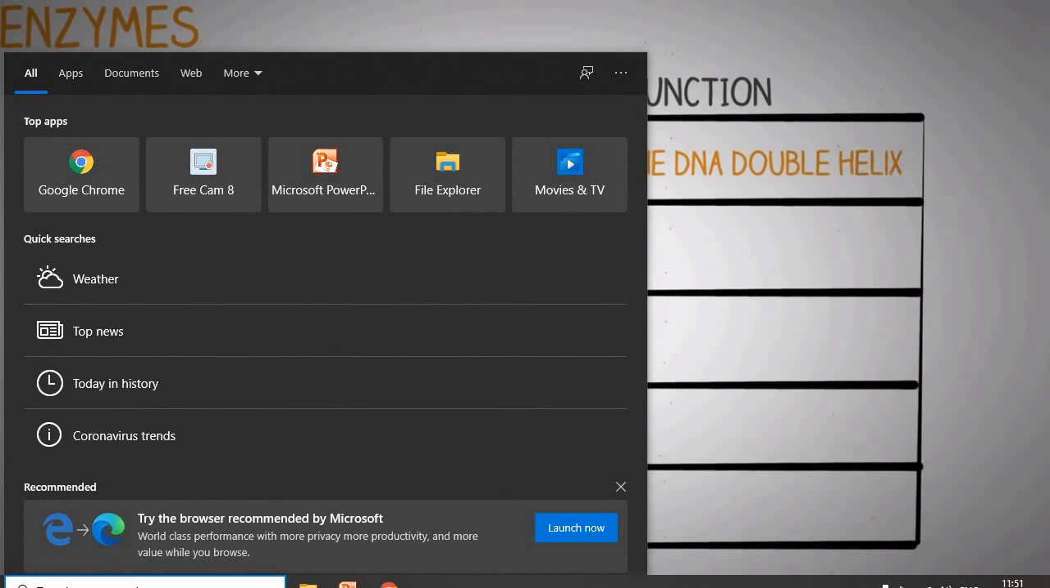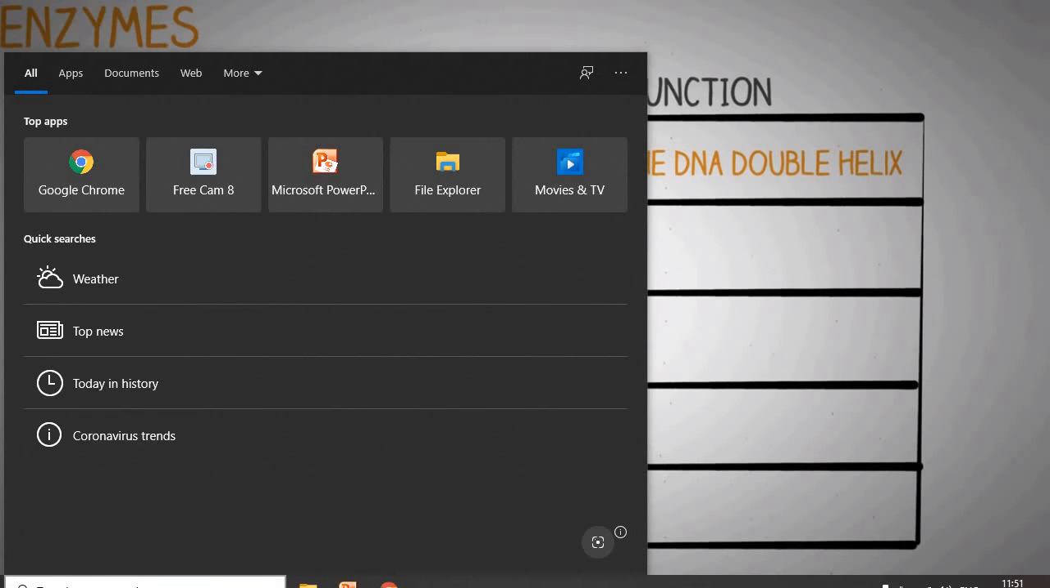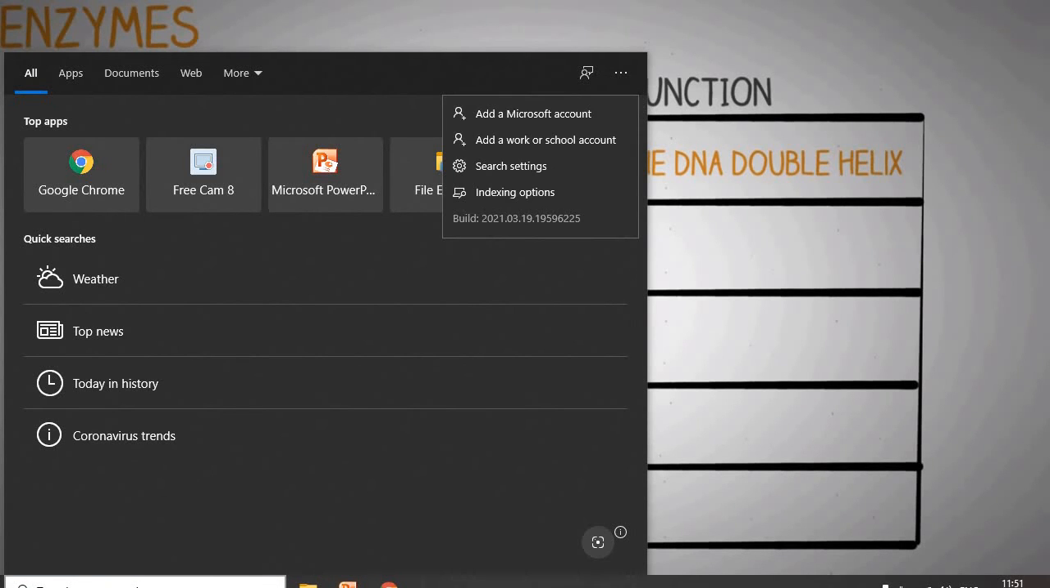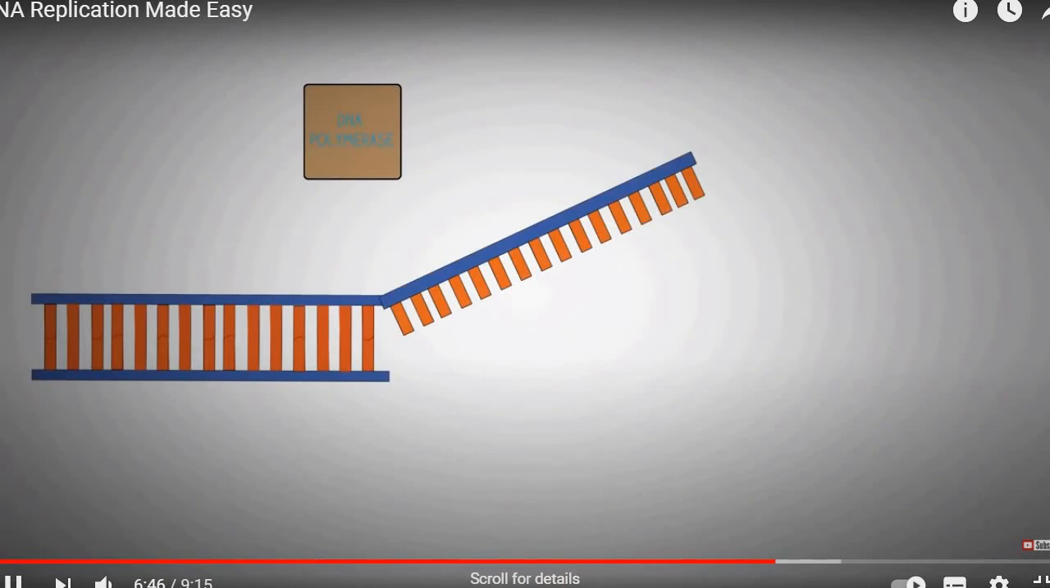So the next enzyme we will discuss is the enzyme DNA polymerase, which will be denoted by this symbol. The DNA polymerase performs the vital function of formation of a new strand of DNA known as the daughter strand.